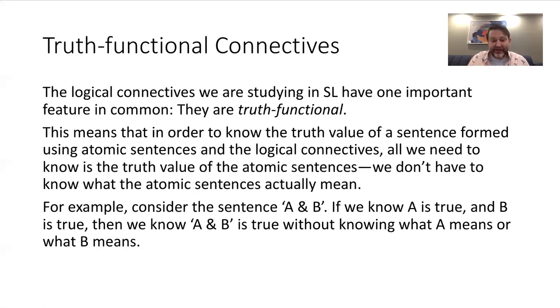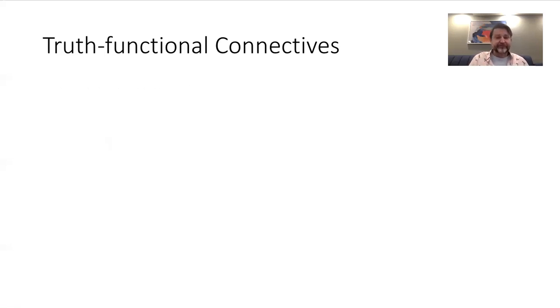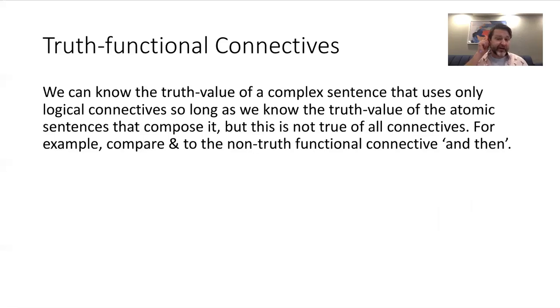A could mean anything. It could mean cats are furry. It could mean pizza's delicious. It could mean the Earth orbits the sun. Same with B. B could mean anything. As long as A and B are true, then we know that A conjunction B will be true. And this is true for all of our truth functional connectives. So we can say the same thing about our other truth functional connectives. Again, we can know the truth value of a complex sentence that uses only logical connectives so long as we know the truth value of the atomic sentences that compose it.